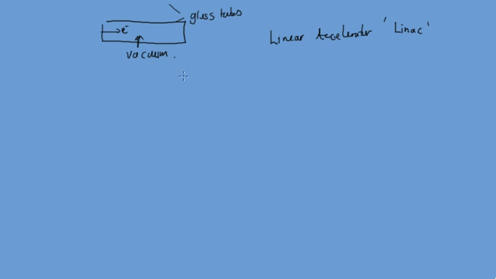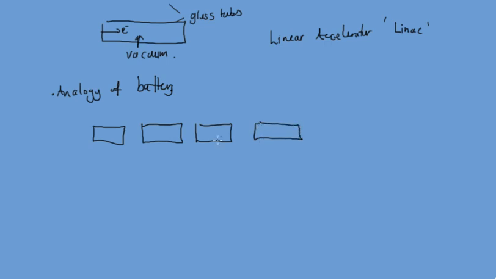The principle of modern linacs, we can think about them as an analogy in a battery. So say we place lots of batteries in series with each other. The total potential difference is going to be equal to the sum of each potential difference. And therefore the total energy supplied to the electrons is going to be far greater than from just a single battery by having them in series.